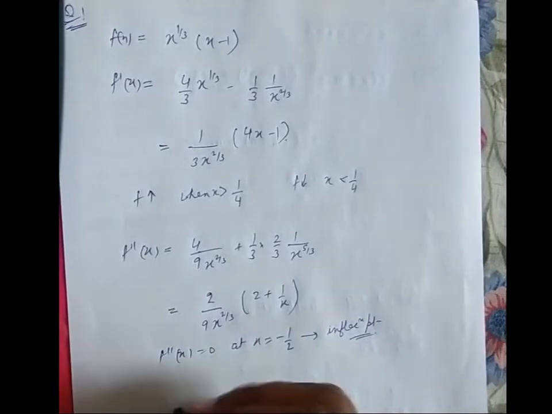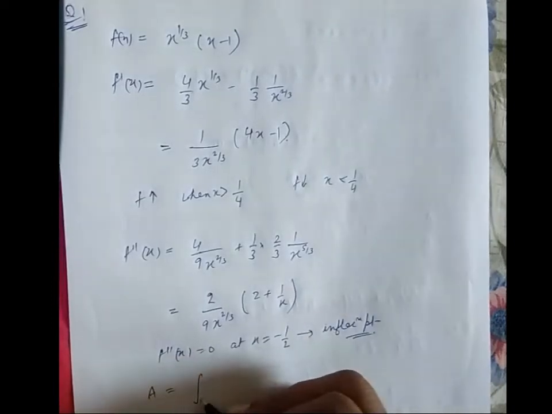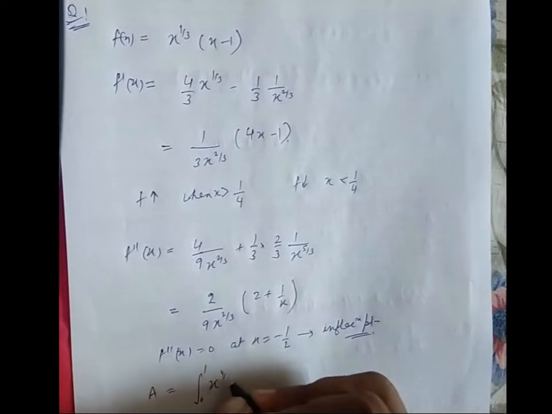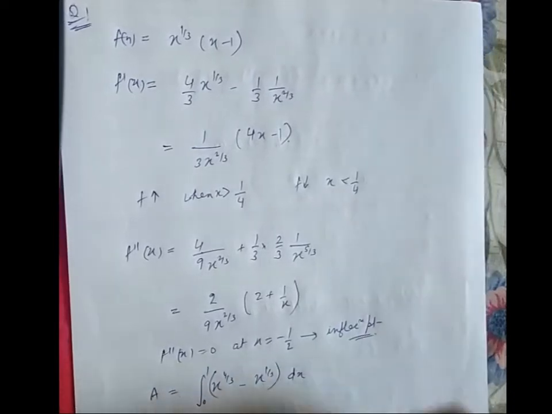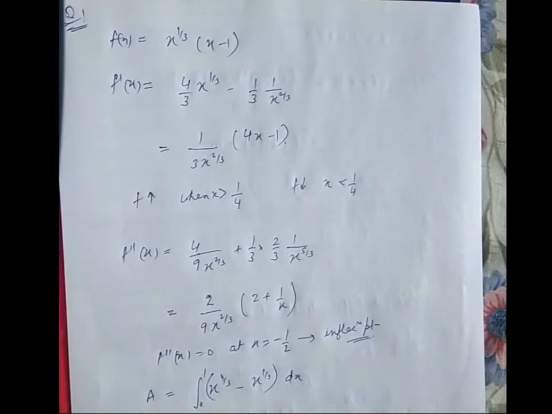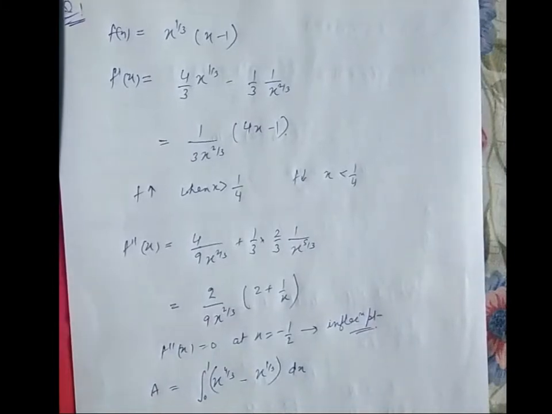Area enclosed between this graph can be calculated as the integration from 0 to 1 of x^(4/3) minus x^(1/3) dx. Moving on to question number 2.